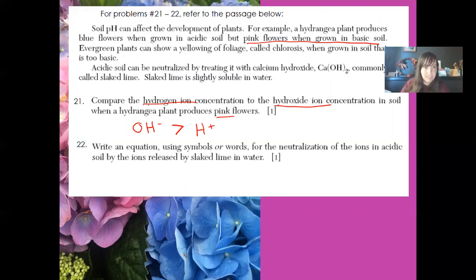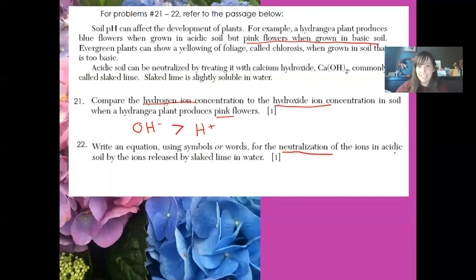All right, number 22. Write an equation using symbols or words for the neutralization of the ions in acidic soil by the ions released by slaked lime in water. All right, we're writing an equation using symbols or words for a neutralization of the ions in the acidic soil by the ions released by slaked lime in water. Okay, first I'll do it in symbols and then I'll do it in words because you can do either way.